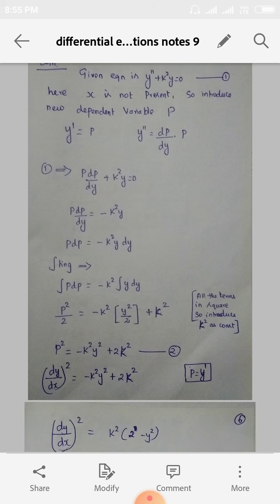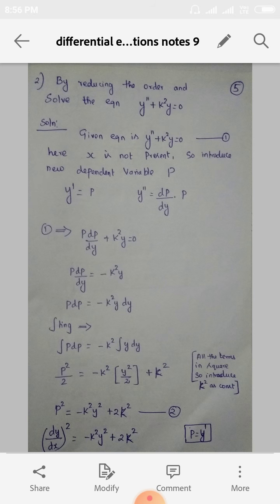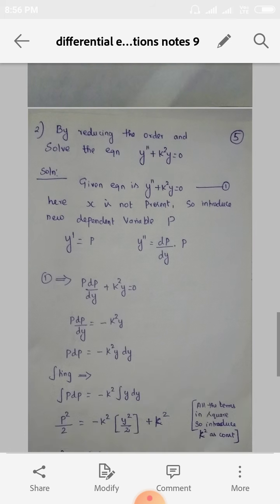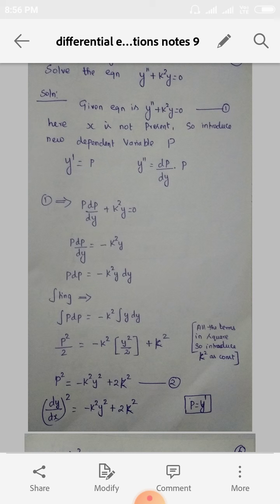Here, x is not present. So, introduce a new dependent variable p. So, y dash is equal to p. And what is y2 dash? We already wrote, y dash is equal to p means y2 dash is equal to dp by dx. dp by dx can be written as dp by dy into dy by dx. dy by dx is nothing but p. So, y2 dash is equal to dp by dy into p.